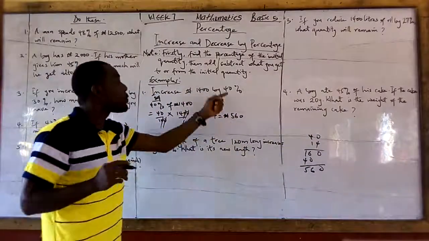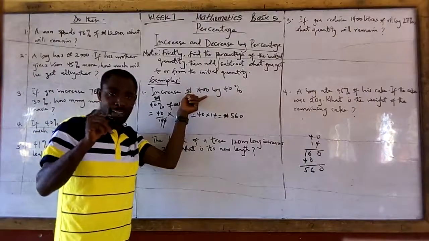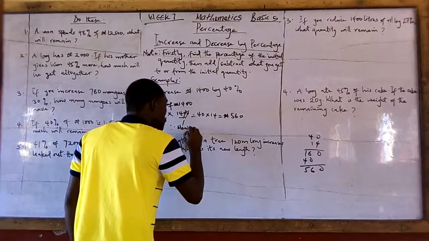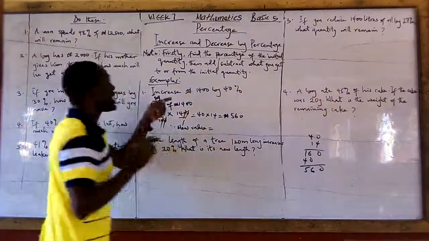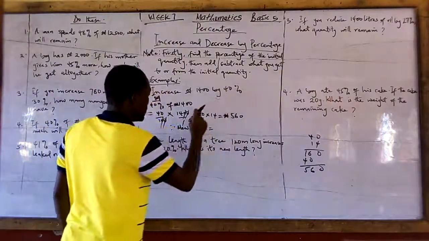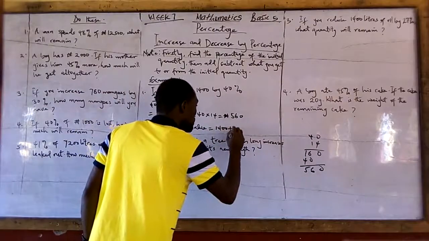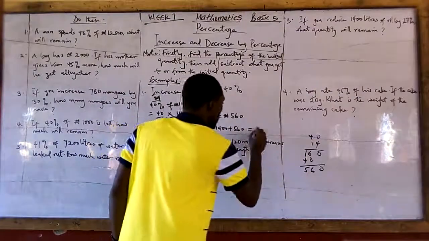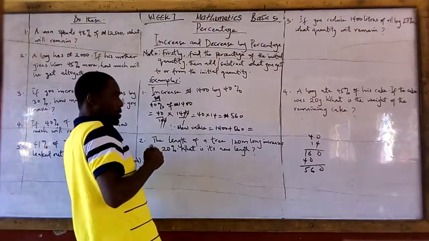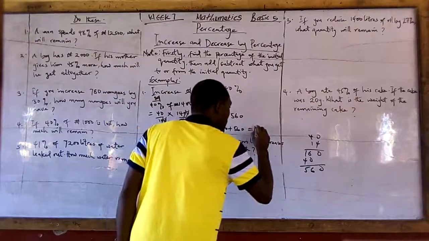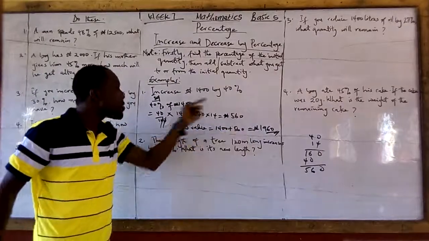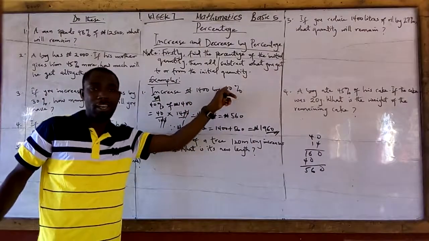Now, this is the 40% of this. Don't forget. Now, the new value equals, they said increase. That is addition. The initial value is 1,400 plus 560. If you add it very well, it's going to be 1,960 naira. That is, you have increased 1,400 by 40%.